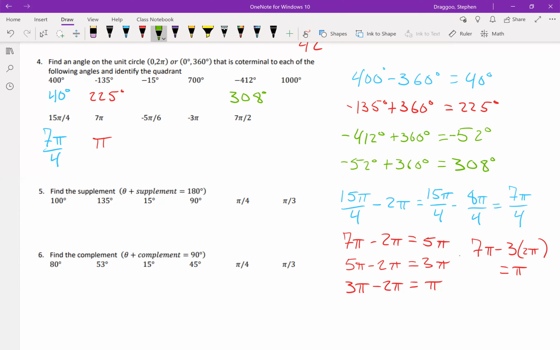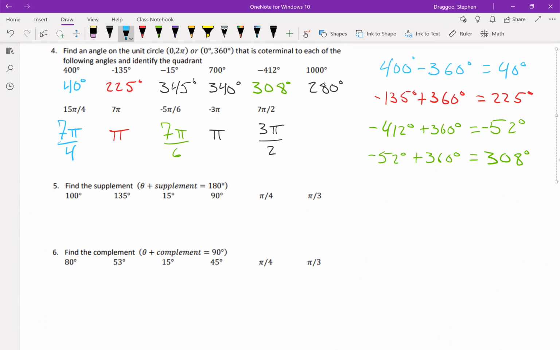Now we'll look at one more example. Take negative 5 pi over 6. I'm going to want to add 2 pi this time since I'm below 0. So negative 5 pi over 6 plus 12 pi over 6 is positive 7 pi over 6. So I wind up with negative 5 pi over 6 being coterminal to 7 pi over 6.